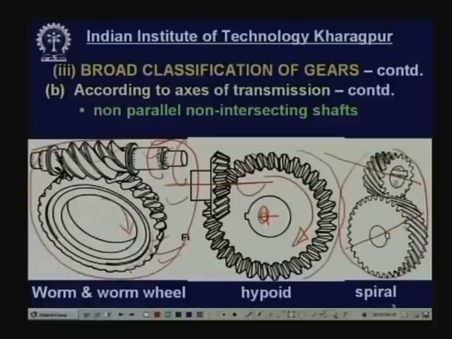The teeth look like helical gears, but helical gears have inclined, curved teeth and transmit rotation between two parallel shafts. Here the shafts are neither parallel nor intersecting, and the point of contact is only point contact, very weak, and this kind of gears are used for low duty activities where the torque, power to be transmitted is reasonably low.